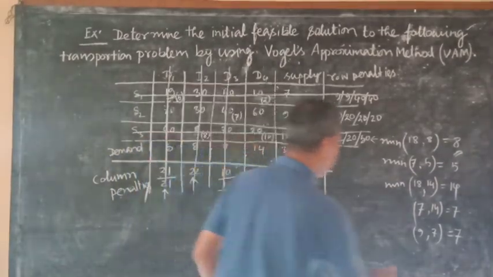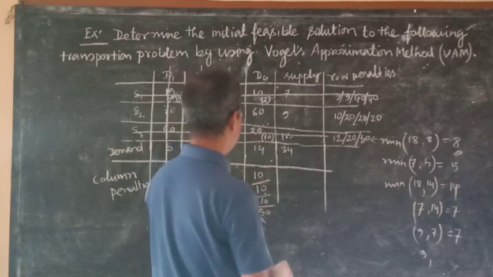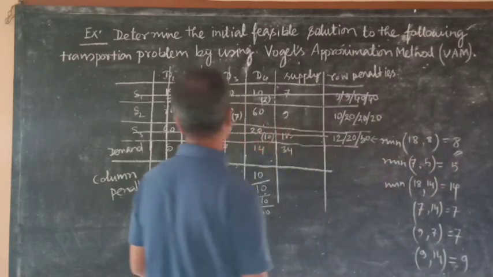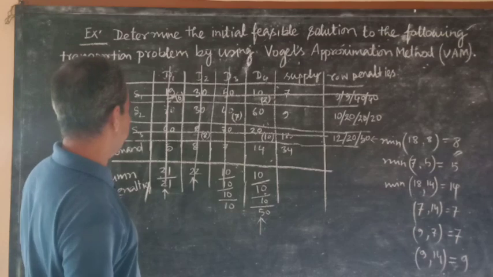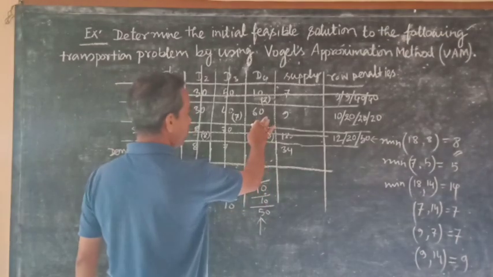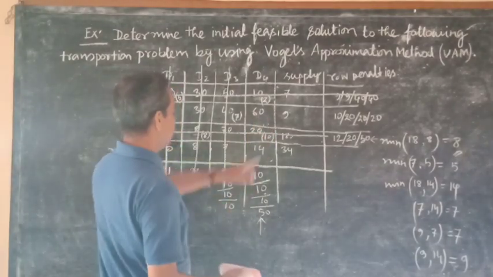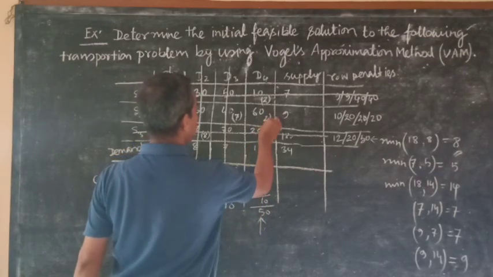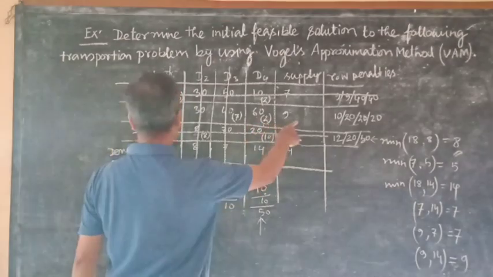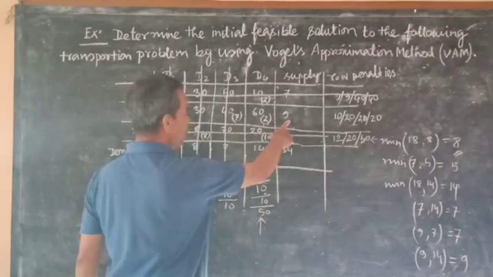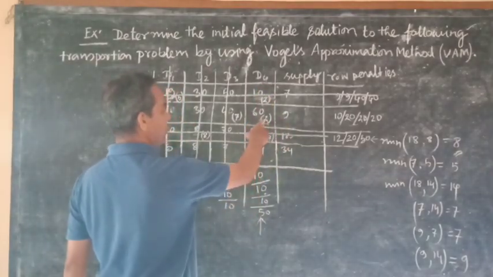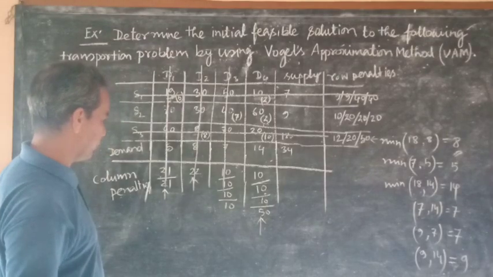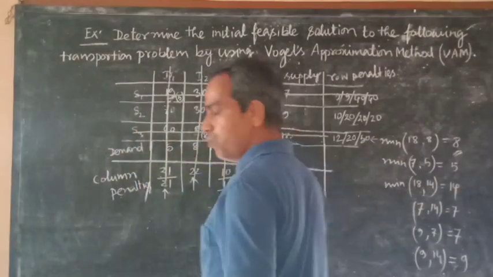Next, only the remaining 60 is left. 60 is associated with 9 and 60 is associated with 40. So the maximum is 9. When you allocate 9, this is not adjusted and this is not adjusted, so you can allocate in here 2. When you allocate 2, S2's supply will be fulfilled and D4's requirement is fulfilled. So you can allocate in here 2. Okay. So now our allocations are complete. After completing allocations, we will find the feasible solution.